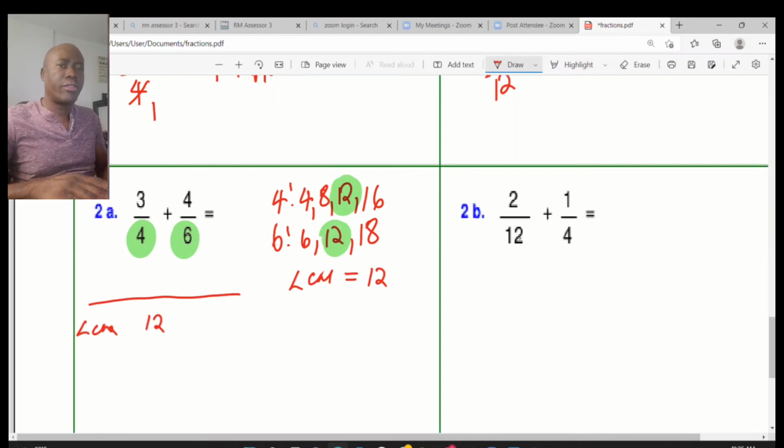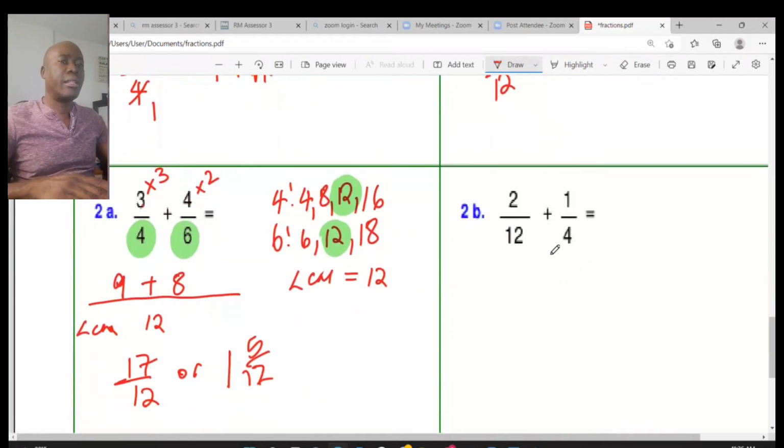So 4 into the 12, that's 3 times. 3 times 3, that's 9. 6 into the 12, that's 2 times. 2 times 4, that's 8. And then we end up getting 17 over 12, which is the same thing as 1 and 5 over 12.